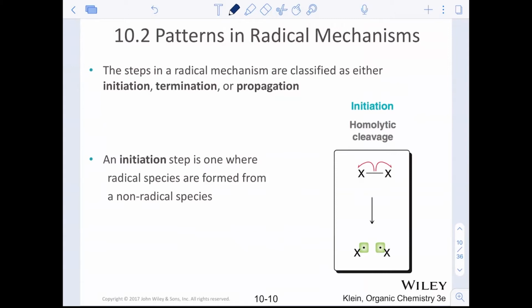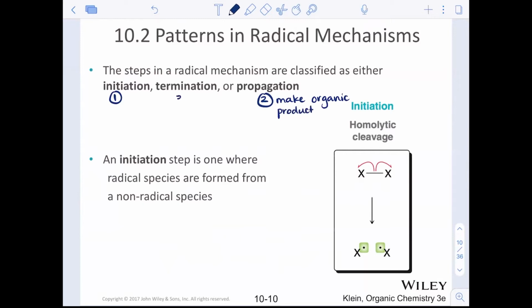The three steps or the three classifications are initiation, termination, and propagation. We usually start with an initiation, then followed by a propagation. We want to make our actual reaction, make the organic product. That happens in the propagation.